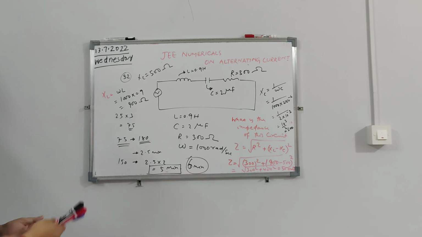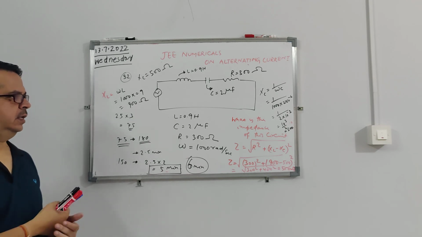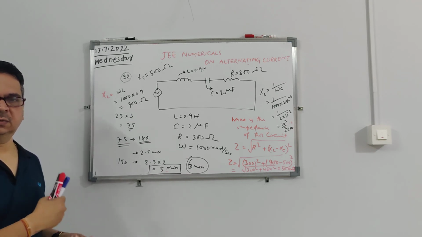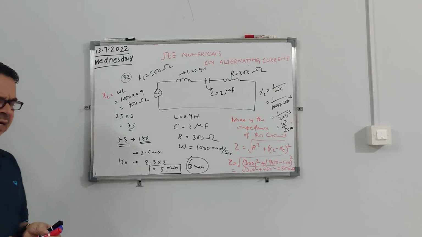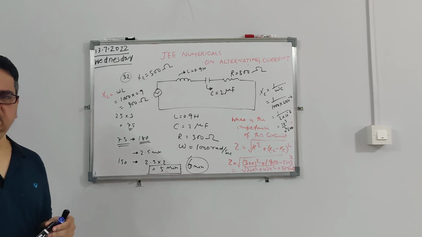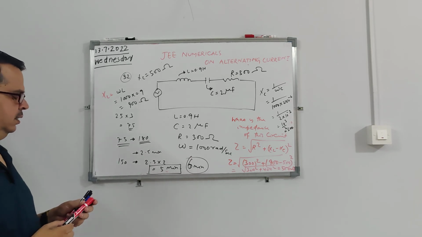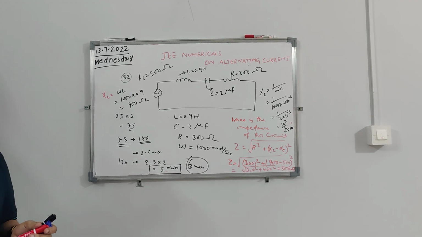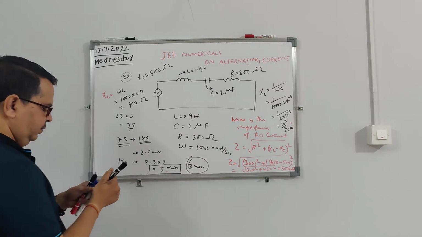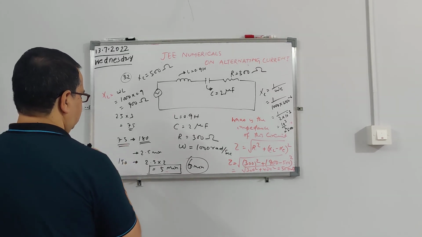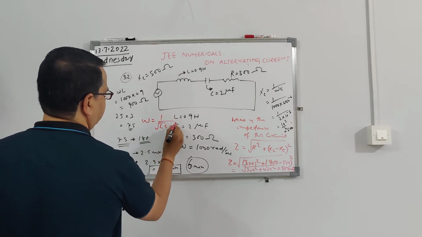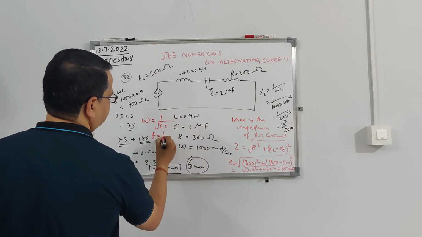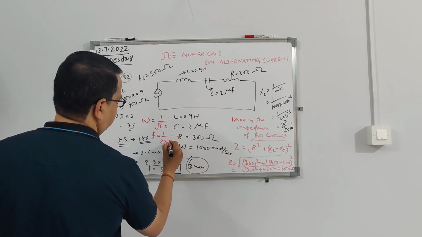So we have solved nearly 4 numericals. Now you have understood, similarly there can be questions on resonance. They will ask what is the angular frequency when resonance happens. So that angular frequency omega is equal to 1 by square root LC, and the frequency is 1 by 2 pi square root LC.